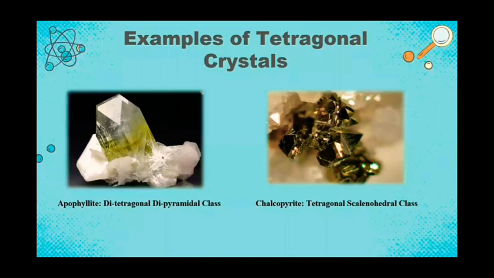On the left, we have apophyllite, of the tetragonal pyramidal class, and on the right, we have chalcopyrite. I don't know how to pronounce this one properly, but it is of the tetragonal scalenohedral class.